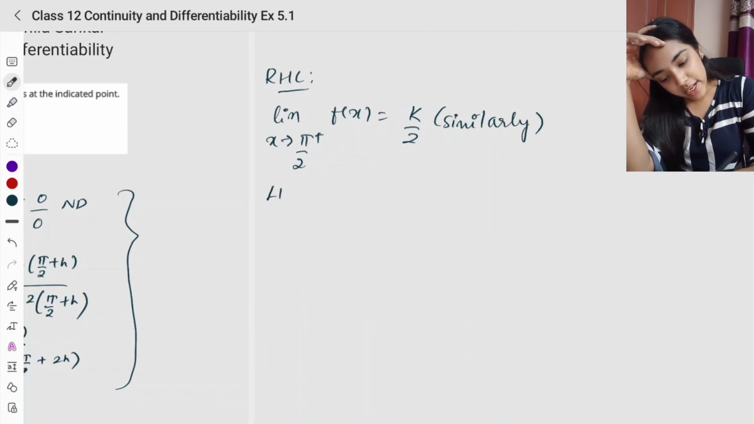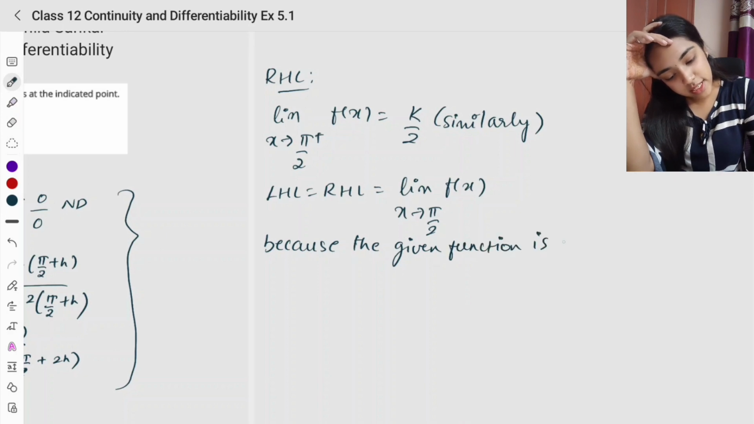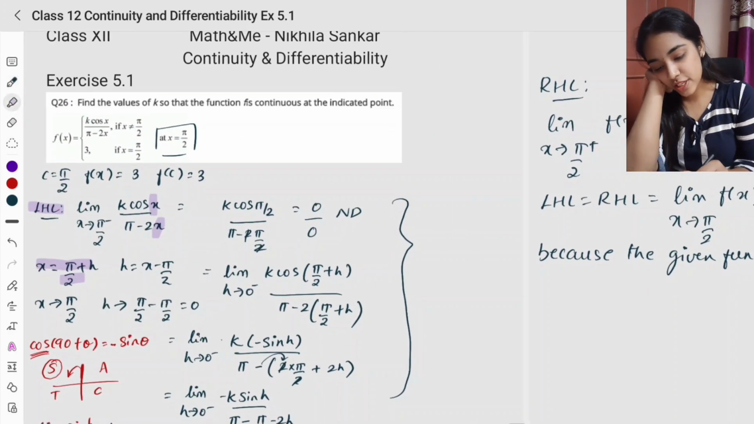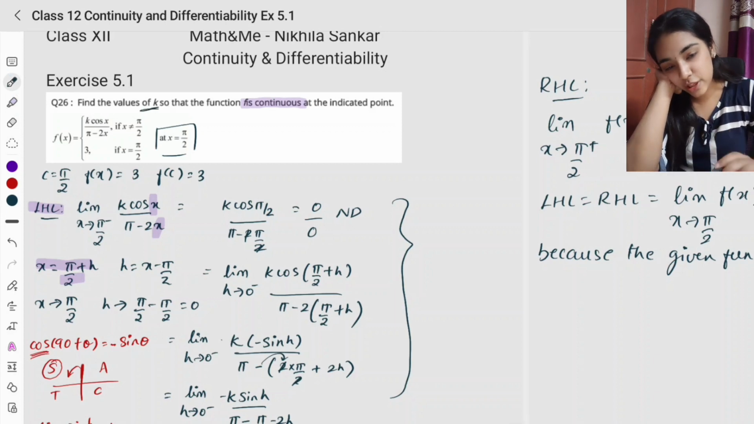Now, left hand limit equal to the right hand limit equal to limit x tends to pi by 2 of f of x, because it is given that the function is continuous. The given function is continuous. It is given in the question, correct? See, if the function is continuous, then find the value of k. I need to find the value of k.